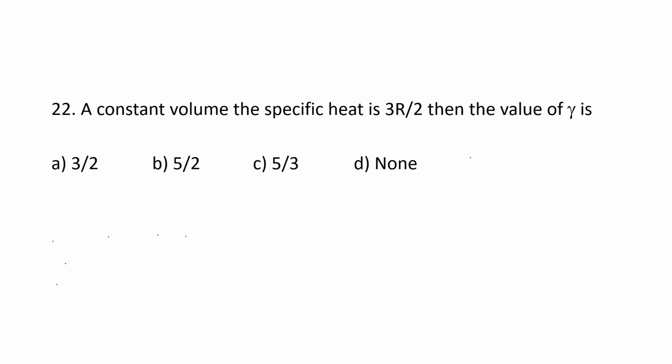See here. The specific heat at constant volume is given by Cv is equal to R divided by gamma minus 1, which is equal to 3R divided by 2. So here we can write gamma minus 1 is equal to, R will get cancelled, 3 by 2. Therefore, gamma is equal to 5 divided by 3. This is the relation between specific heat at constant volume and the gamma value. Option C is the right option, that is 5 by 3.